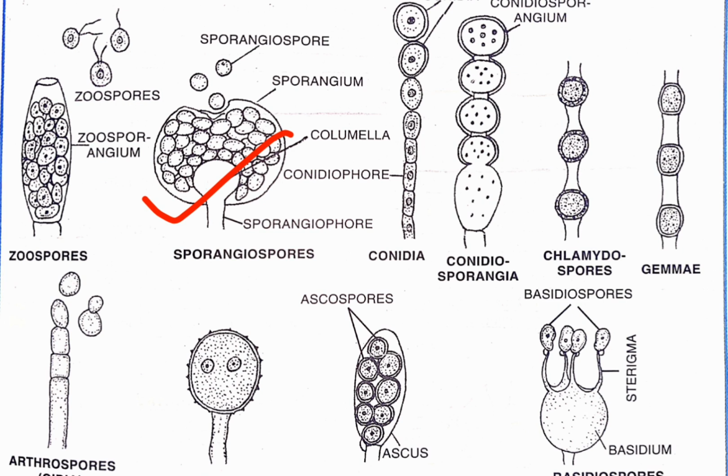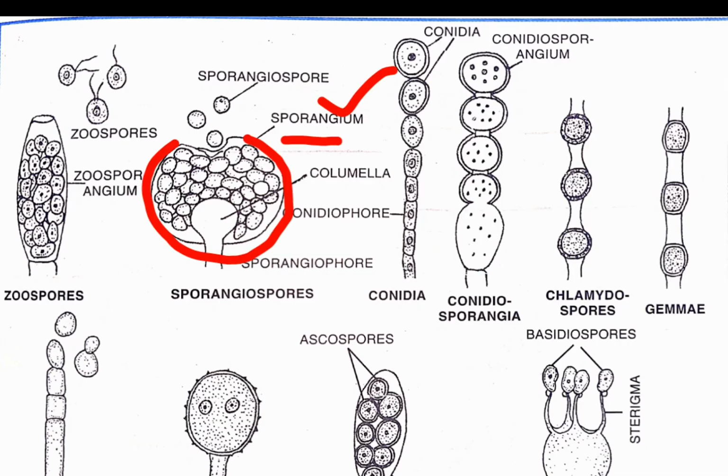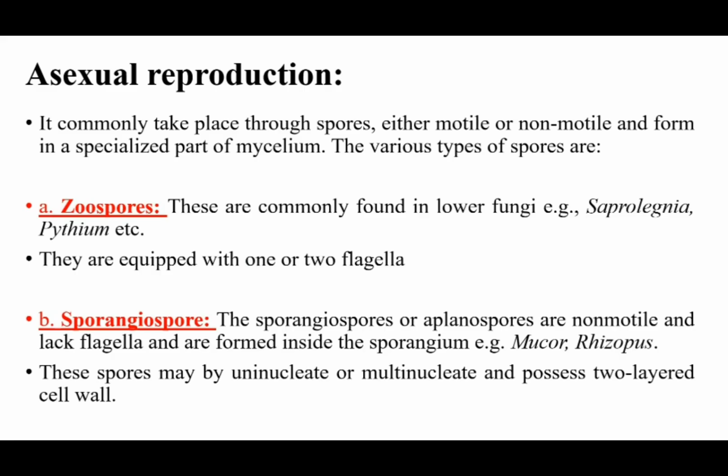Then sporangiospores. Sporangiospores or aplanospores are non-motile. They lack flagella and are formed inside a sporangium, that means inside a sac-like structure called sporangium. For example, Mucor and Rhizopus. These spores may be uninucleate or multinucleate and possess a two-layered cell wall. Sporangiospores have a two-layered cell wall.